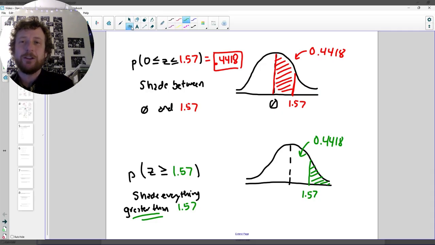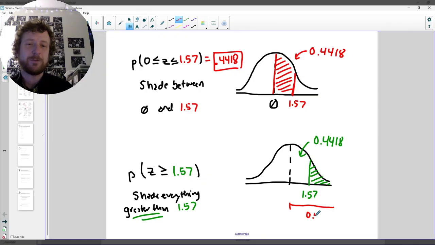Well, this is where we get a little bit clever. And you guys were doing awesome with this yesterday. We know that from here on, that's 50%. This half right here is 50% of the data. And so if I want to know what this chunk is, then I will take 50% and I'll subtract 0.4418 from it. I'll take 0.5 minus 0.4418. That'll give me the leftover little tail there. That whole thing minus the body gives me the tail. 50% minus the body gives me the tail.